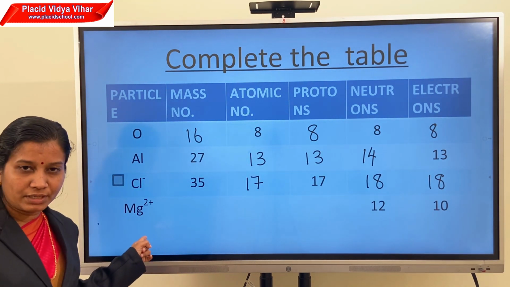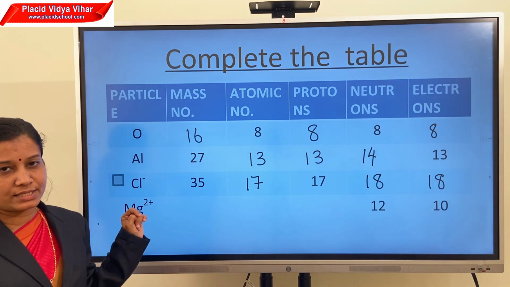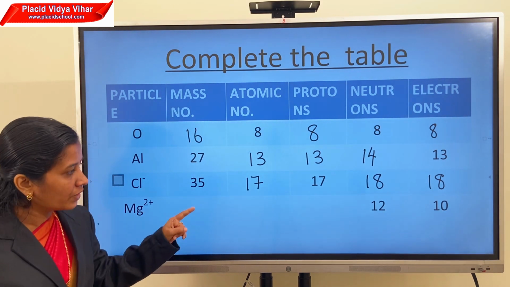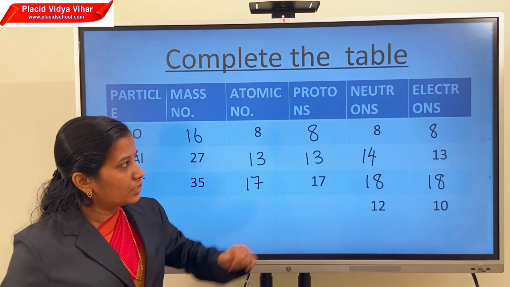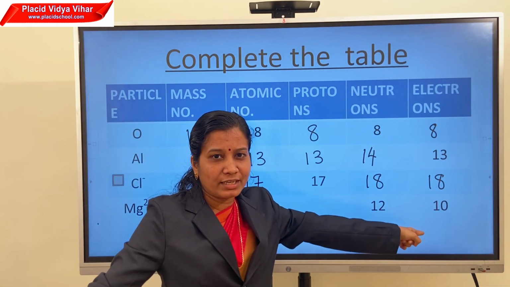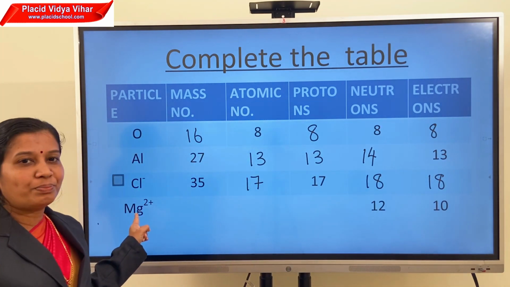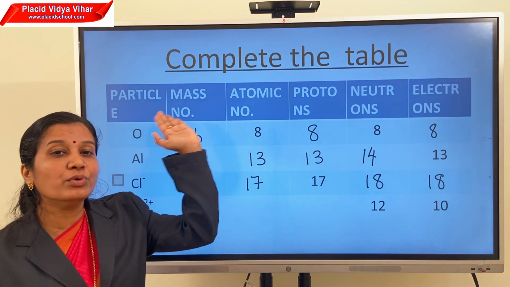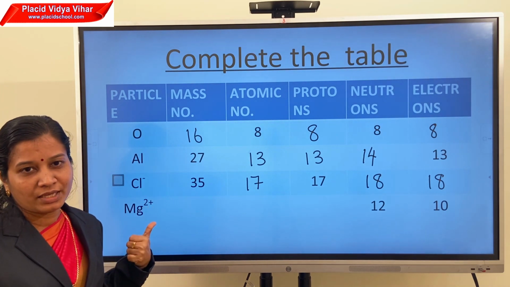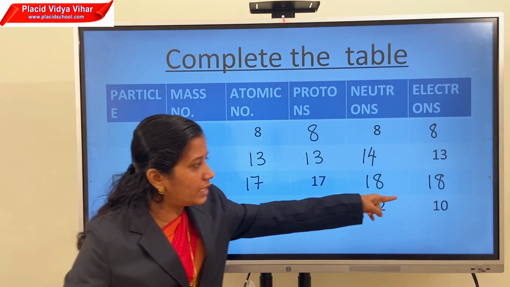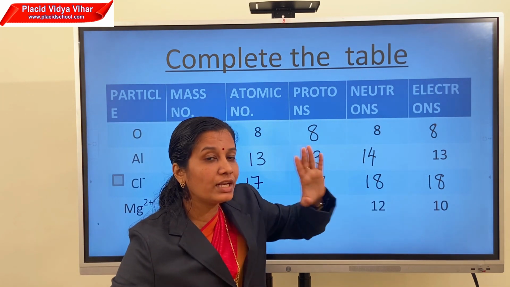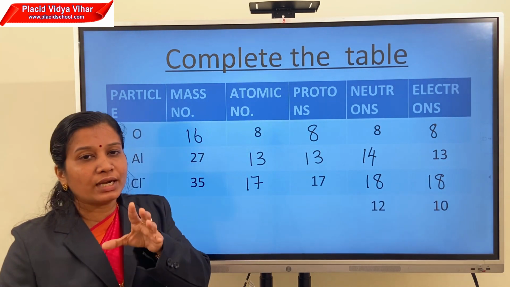Then the last example, Mg2+. It's a positively charged species. You are given the number of neutrons and the number of electrons. So number of electrons is 10 because 2 plus means 2 electrons are removed from that neutral atom. So if it is a neutral atom, 2 more electrons are there. So 10 plus 2, 12 electrons are present in the neutral atom.